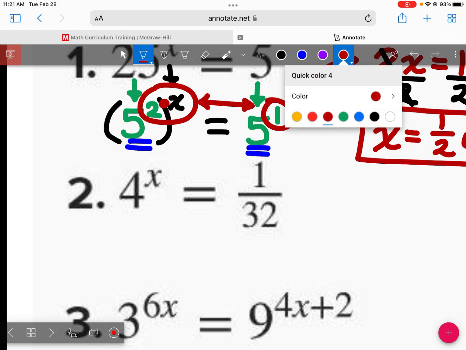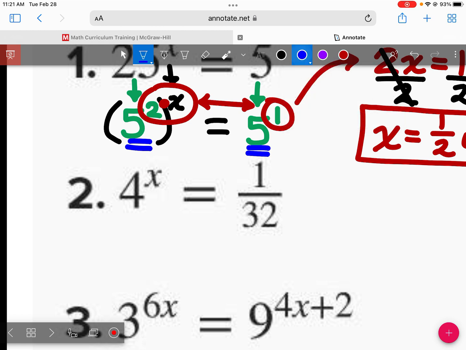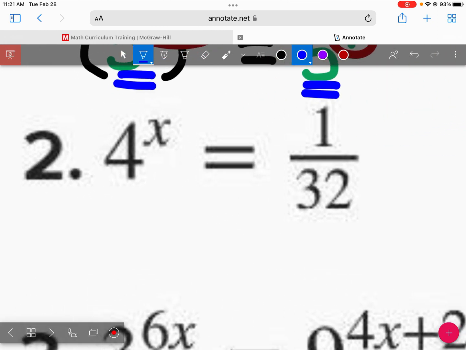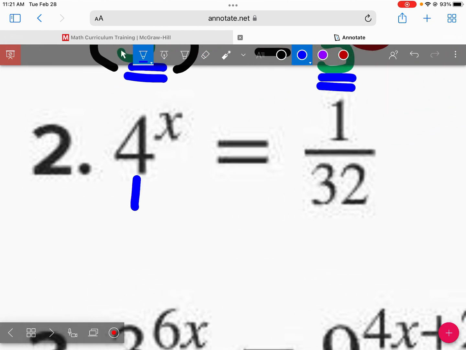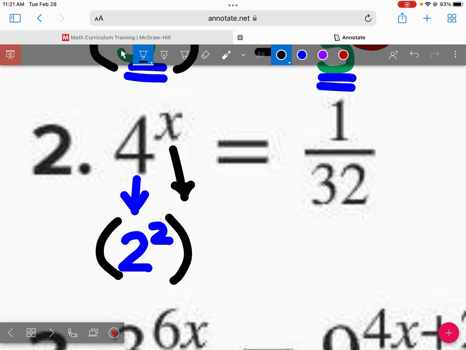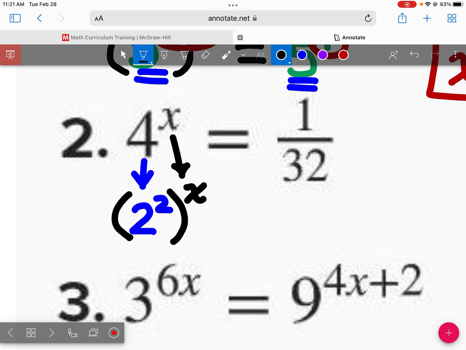Then I come over here to number 2. Is there a way that I could write 4 so that it looks different, but it has the same value? It's still equal to 4. 4 to the first power, or I could write what? 2 to the second power. So 2 to the second power. It had an exponent on it already of x.